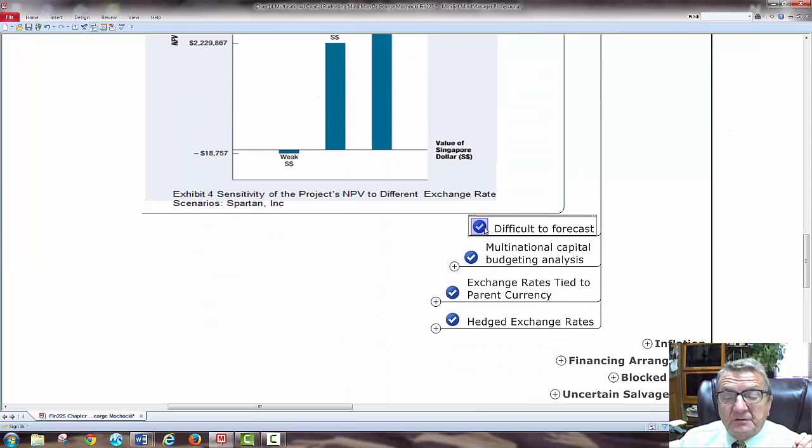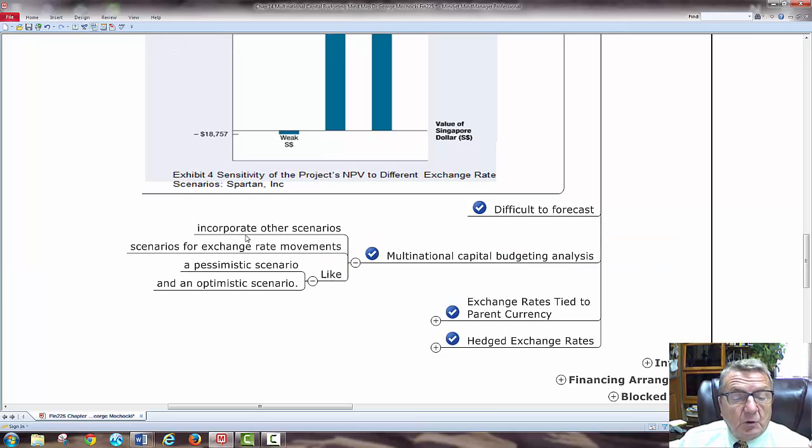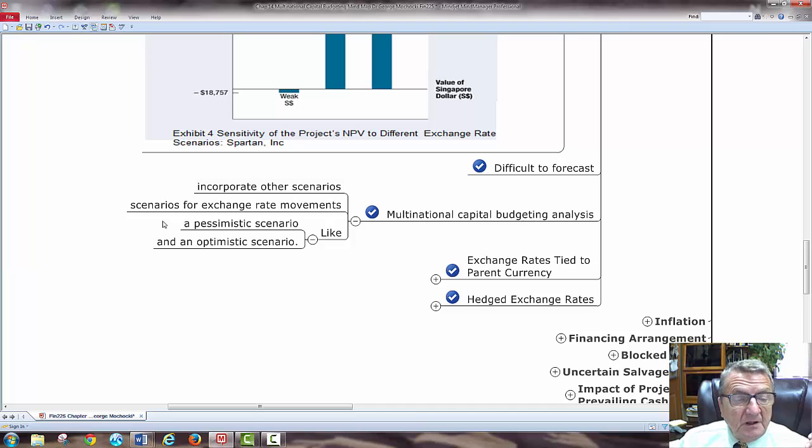All right, and now difficult to forecast. Remember exchange rates, we've talked about that. Multiple capital budget analysis. Here's another one. Incorporate other scenarios. Scenarios for exchange rate movements. I'm taking this. Remember, I've got that. It looks good. Let's see what happens if these change. I'm just assuming, let's say, the exchange rate is constant.